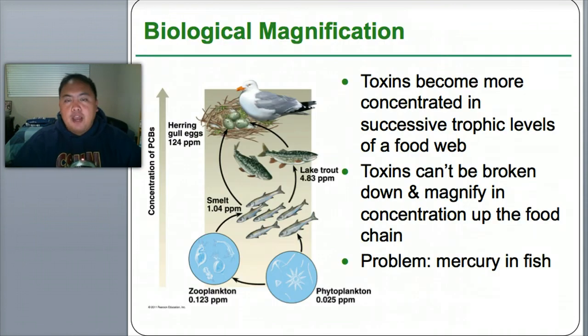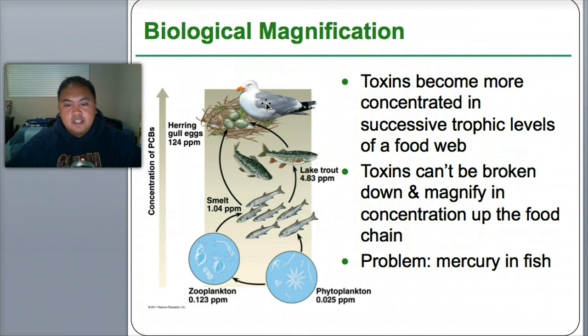Next thing you need to know is something called biomagnification. Biomagnification means something exists at the bottom of the food chain and it gets magnified up to the top of the food chain. Say for example there are toxins, and these toxins are eaten by plankton. A whole bunch of plankton is eaten by smelt, a whole bunch of smelt is eaten by trout, and a whole bunch of trout is eaten by birds.